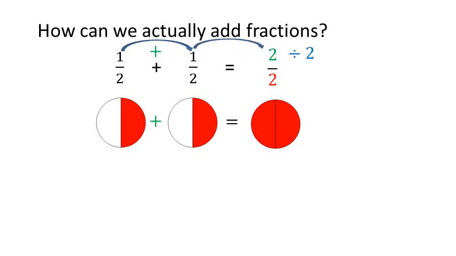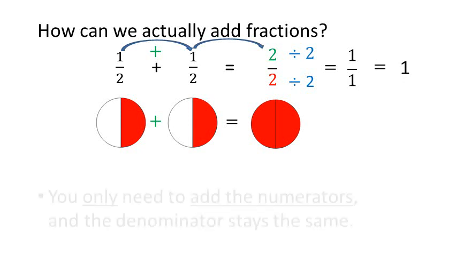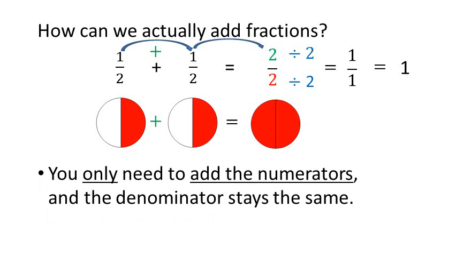In this case, 2 over 2 can be simplified by dividing both by 2, and we get 1 over 1, which means 1 out of 1. This means it's just 1. You only need to add the numerators, and the denominator stays the same. When adding fractions with the same denominator, it is quite simple to calculate. You just need to add the numerators and leave the denominator the same.